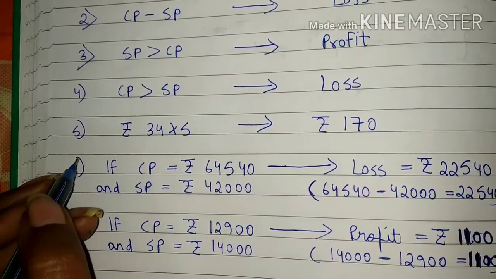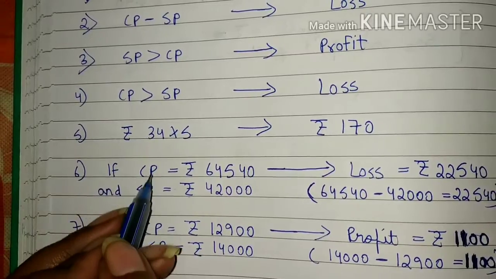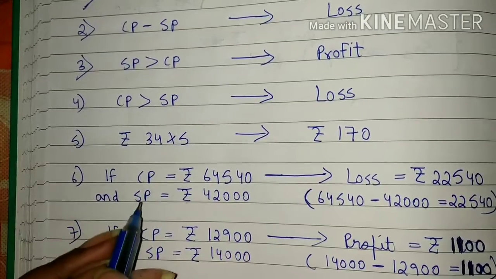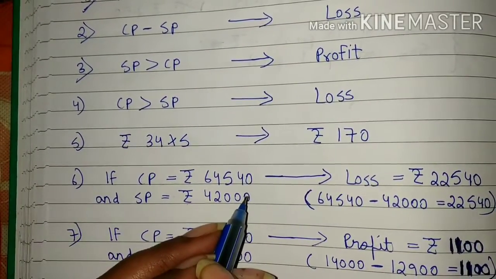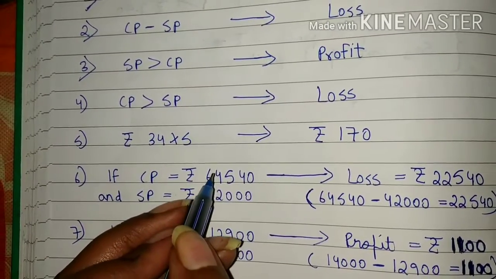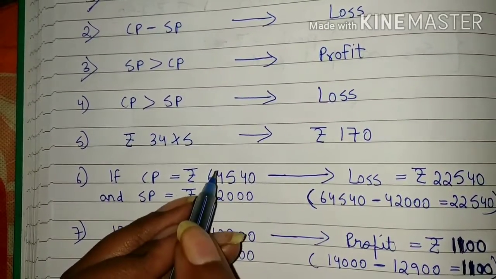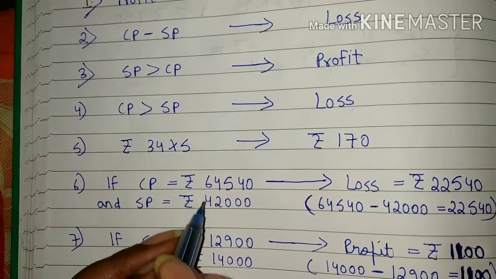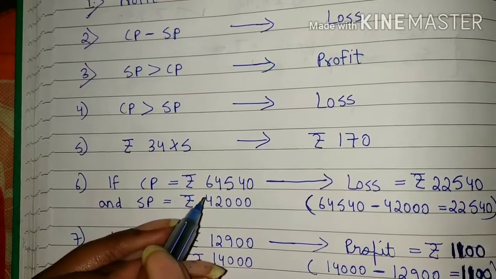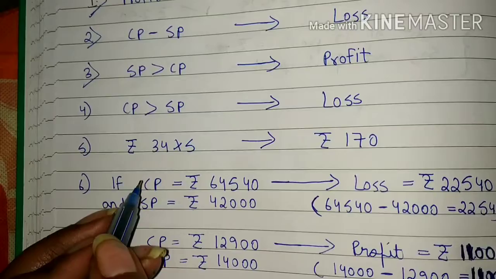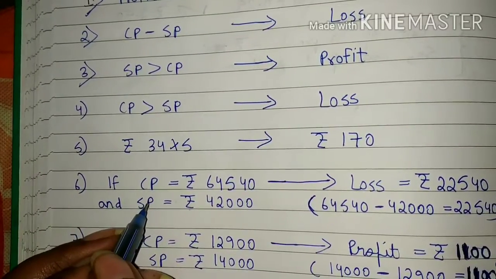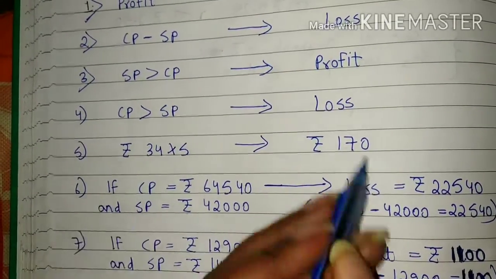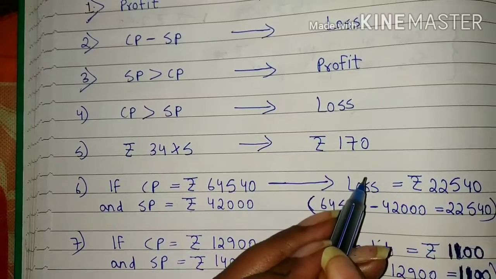Students, now come to sixth question. If cost price is rupees 64,540 and selling price is rupees 42,000. Now students, when you compare these two prices, you will see that rupees 64,540 is greater than rupees 42,000. Students, it means cost price is greater than selling price. Students, we know that if cost price is greater than selling price, then there is a loss. Here also it is a loss.